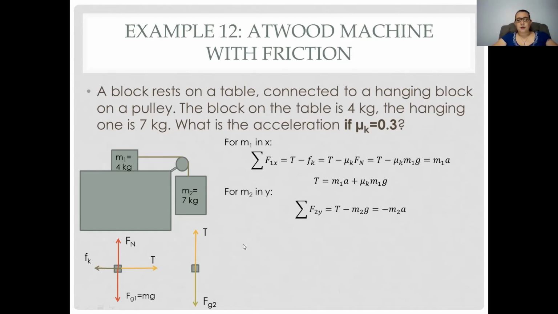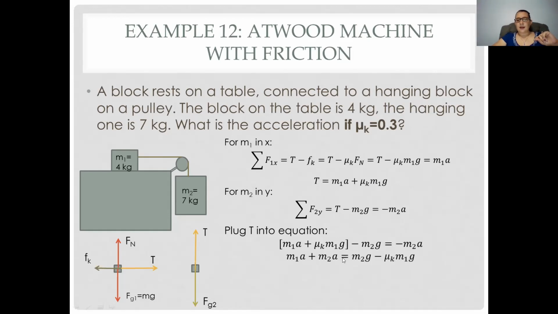For M2, again, there's no motion in the x direction, so we're just dealing with the y direction. And again, we have tension pulling up and force of gravity pulling down. That equals negative M2A, negative because this block is going to be falling downward. So we'll plug our expression for tension into our result for M2. There it is.